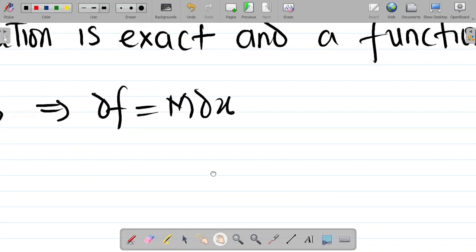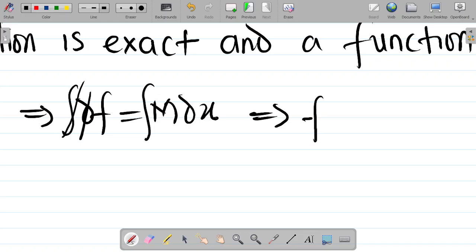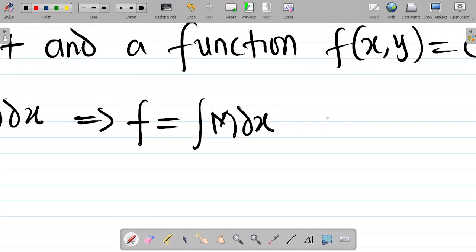To get the value of f, all we have to do is to integrate both sides. So I'll integrate this and also integrate this. From here, the integral cancels the differential, so f will be equal to the integral of M, with respect to x. Then when we are done with this, we'll add the constant with respect to y. So we have c of y as the given constant.